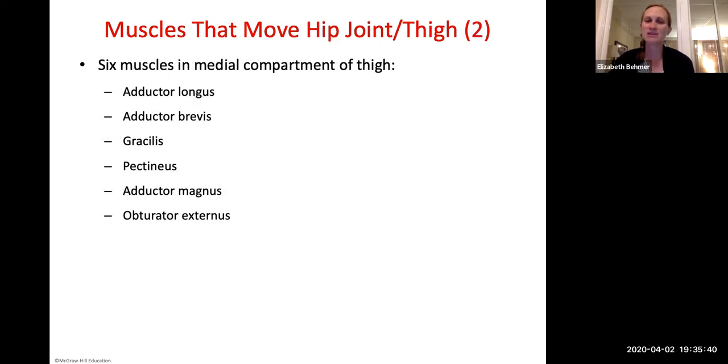There's 6 muscles in your medial compartment of your thigh. So these are on the inside of your leg. You have your adductors, because your adductors will bring your thigh, or your leg, adducting it back to the midline. Because they're located on the inner thigh, when they contract, they'll pull your leg back to the center. We'll talk about these: gracilis, adductor magnus.